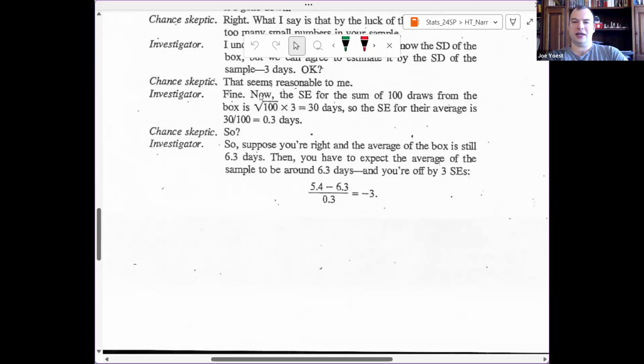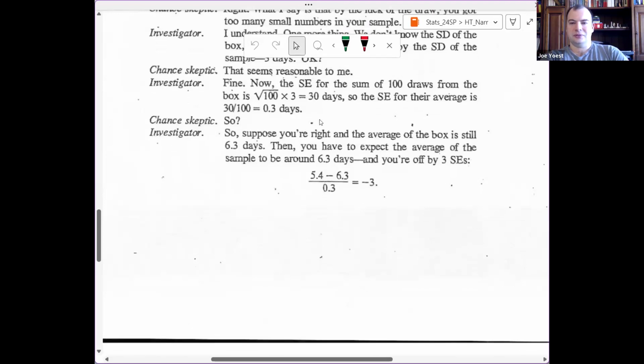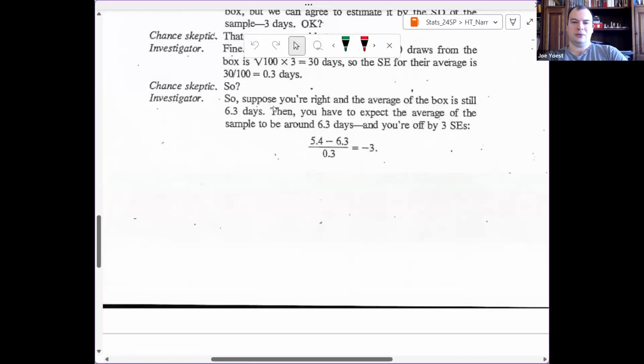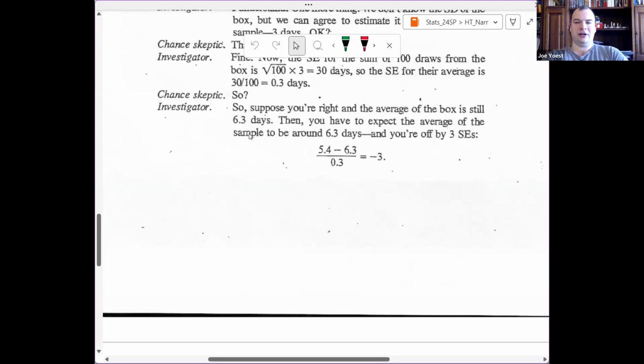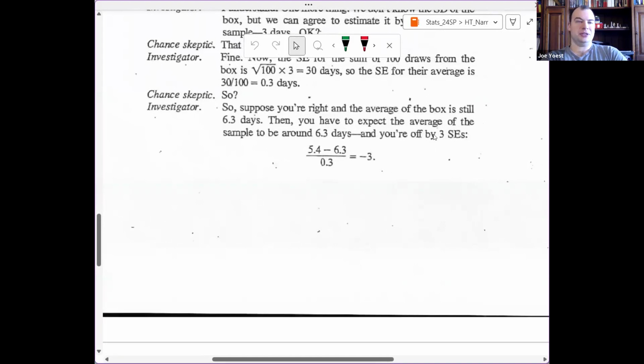So the investigator says, okay, now the standard error for the sum of 100 draws from the box is root 100 times 3 equals 30 days, so the standard error for the average is 30 over 100 equals 0.3 days. So suppose the chance skeptic is right, and the average of the box is still 6.3 days, then you have to expect the average of the sample to be around 6.3 days. And 6.3 to 5.4 is about 3 standard errors, because (5.4 minus 6.3) over 0.3 is -3.